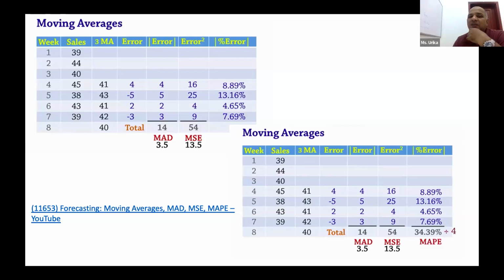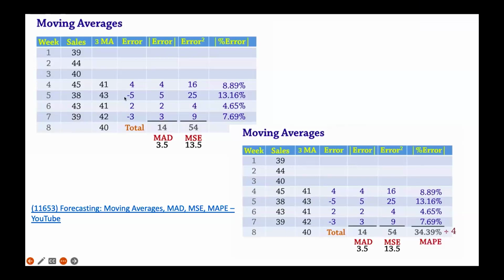What about 38? Your forecasting moving average is 43, but the real sale is 38. Now you have minus, right? Minus, correct? That is your error. You understand? And then 43, 41: 2, the variation. 39, 42: minus 3. So from the real sales, when you look at that moving average, you have the error. You are plus and then minus. Now you are going to see the percentage of this error.